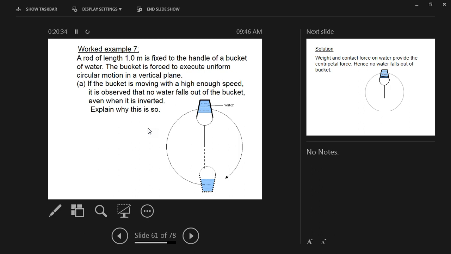Are you worried that the water will spill out? Yes. That means you don't trust students. Yes.